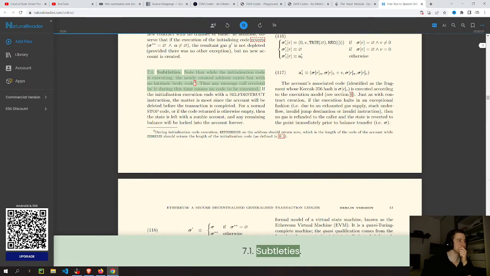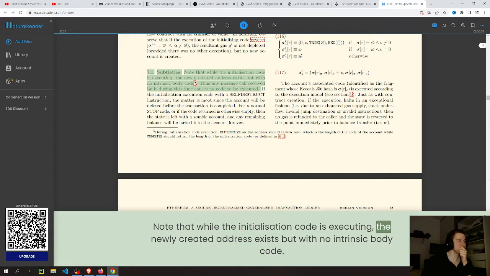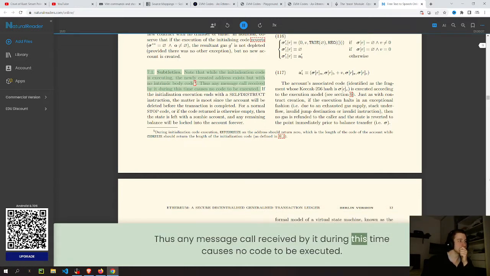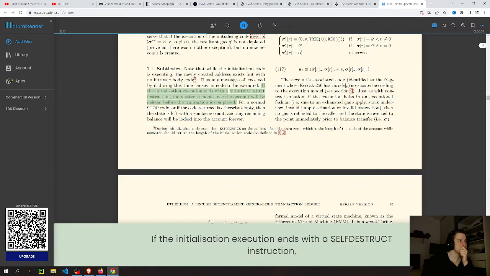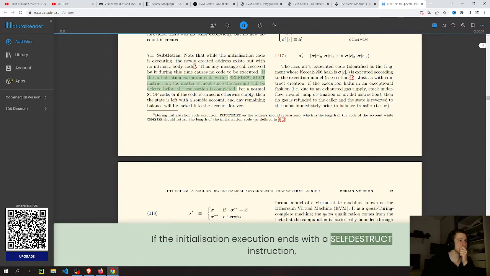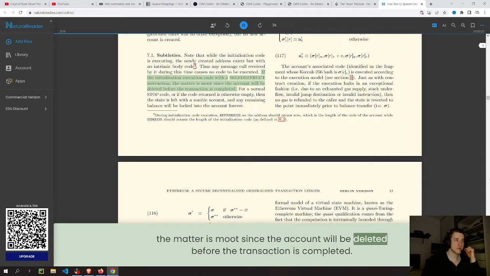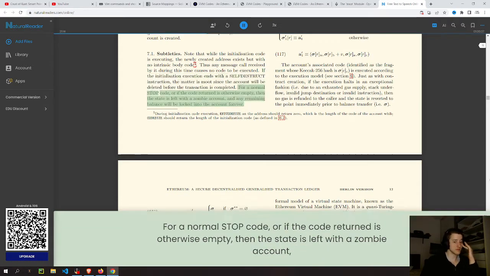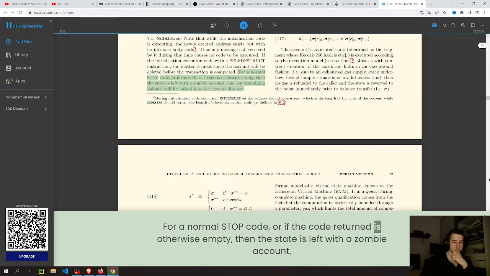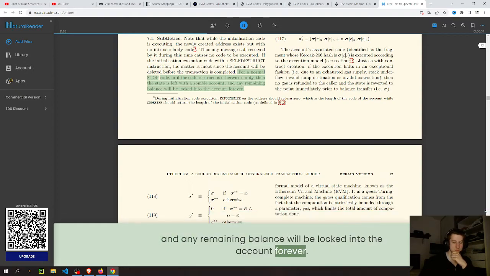7.1 Subtleties. Note that while the initialization code is executing, the newly created address exists but with no intrinsic body code. Thus any message call received by it during this time causes no code to be executed. If the initialization execution ends with a self-destruct instruction, the matter is moot since the account will be deleted before the transaction is completed. For a normal stop code, or if the code returned is otherwise empty, then the state is left with a zombie account, and any remaining balance will be locked into the account forever.